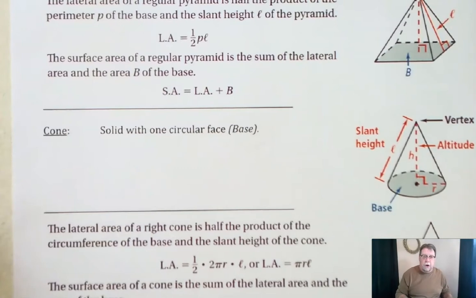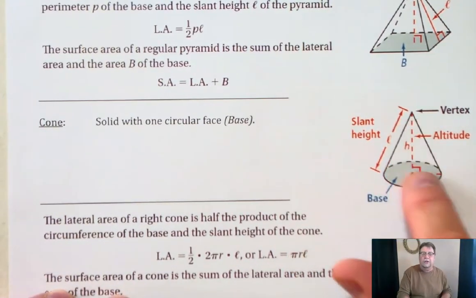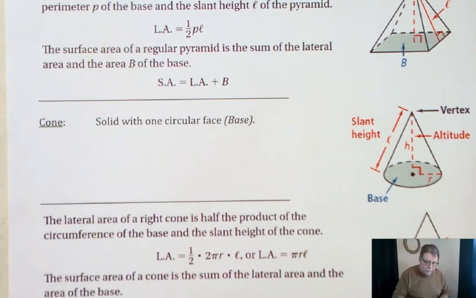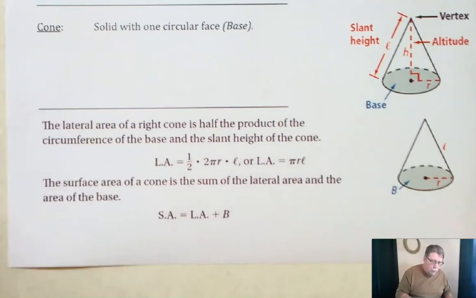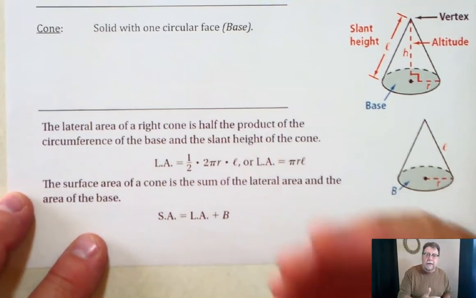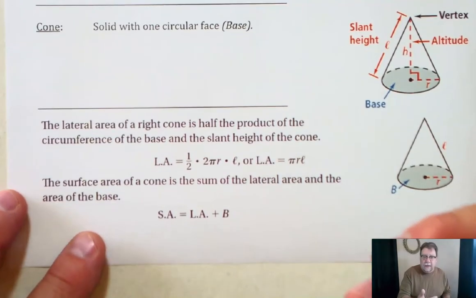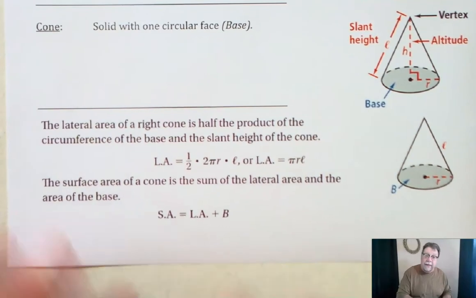And that brings us to our cone. Our cone has a base that's a circle, but it also has a vertex at the top, so it's like a circular pyramid. So the base is a circle, the vertex is at the top. Again, we could use our formula 1/2 perimeter times the slant height plus 1b. That's what I would use.